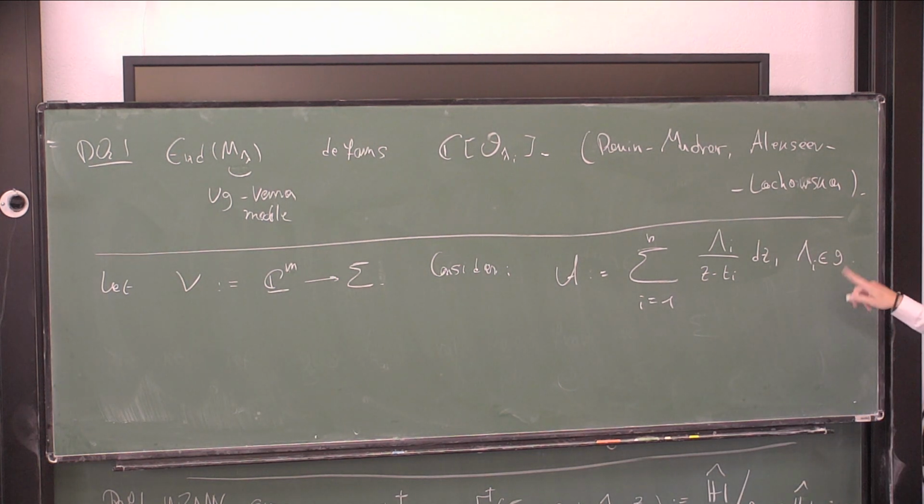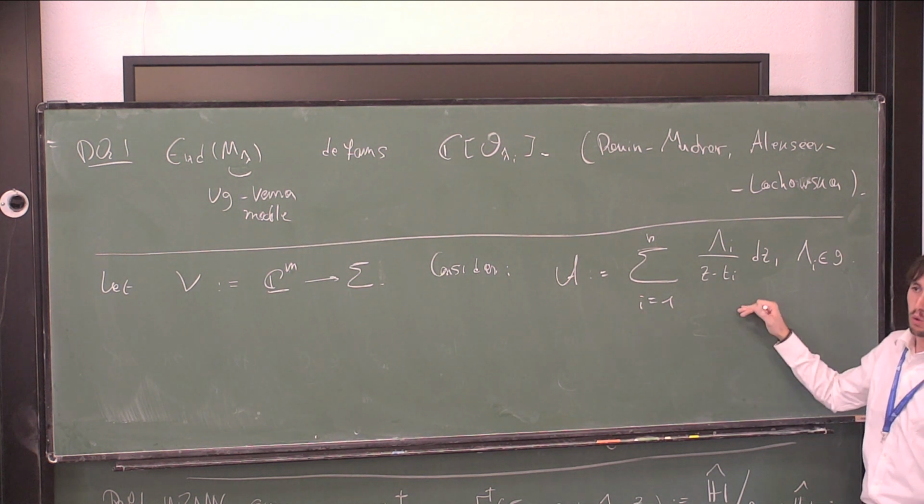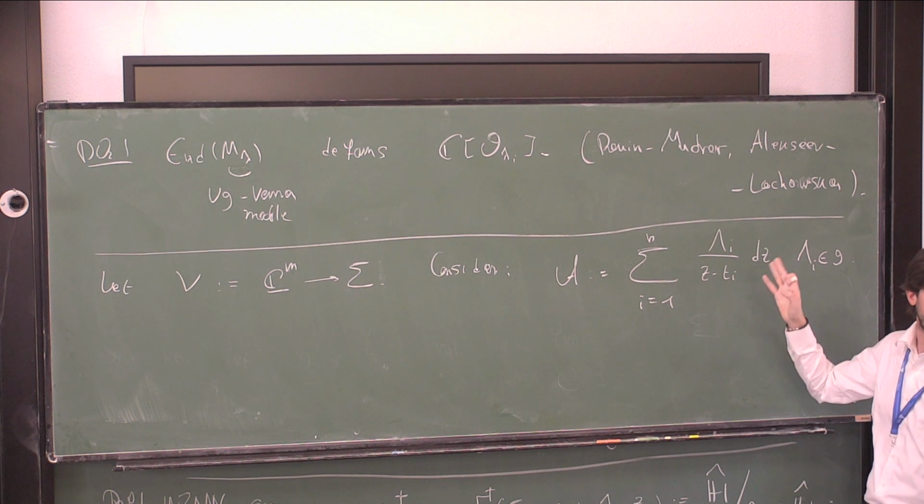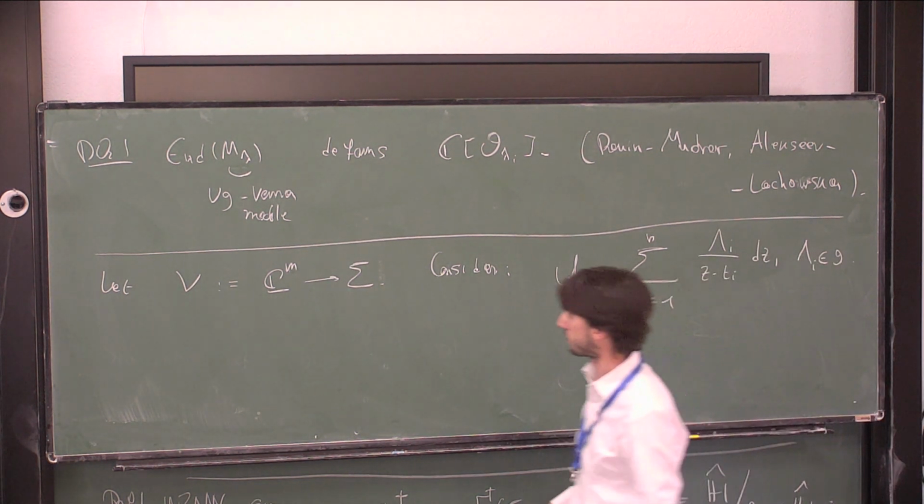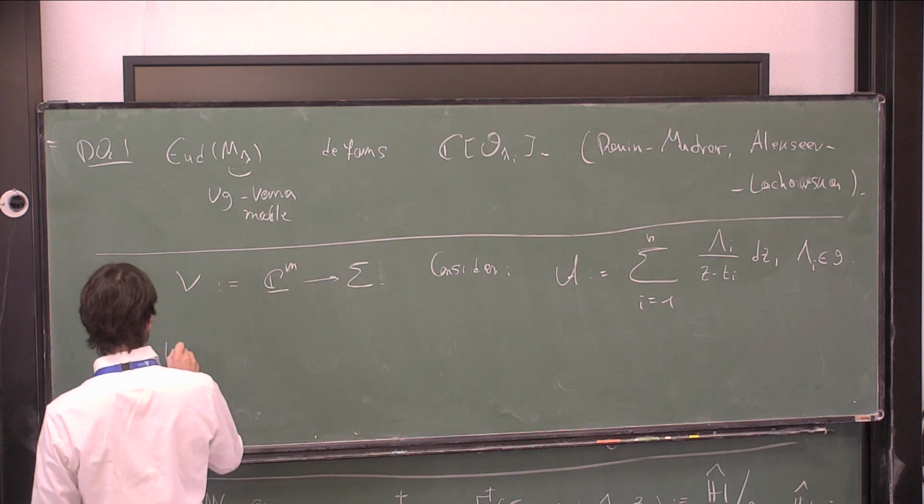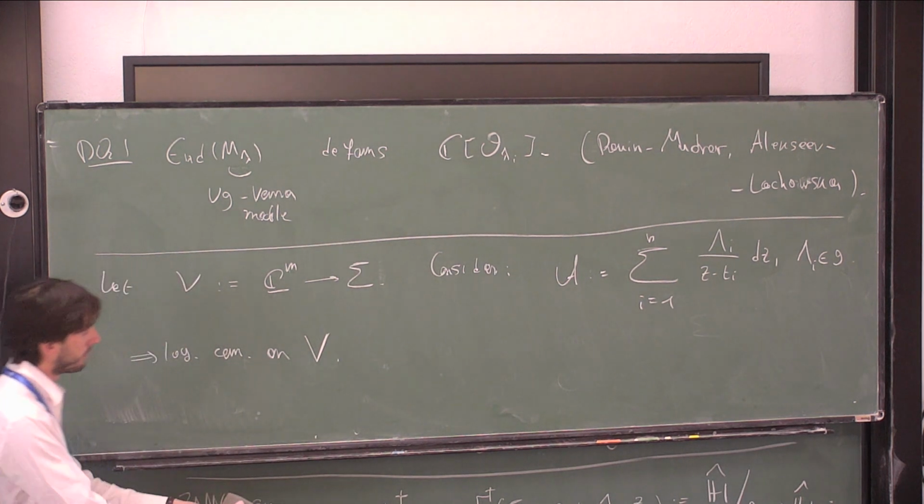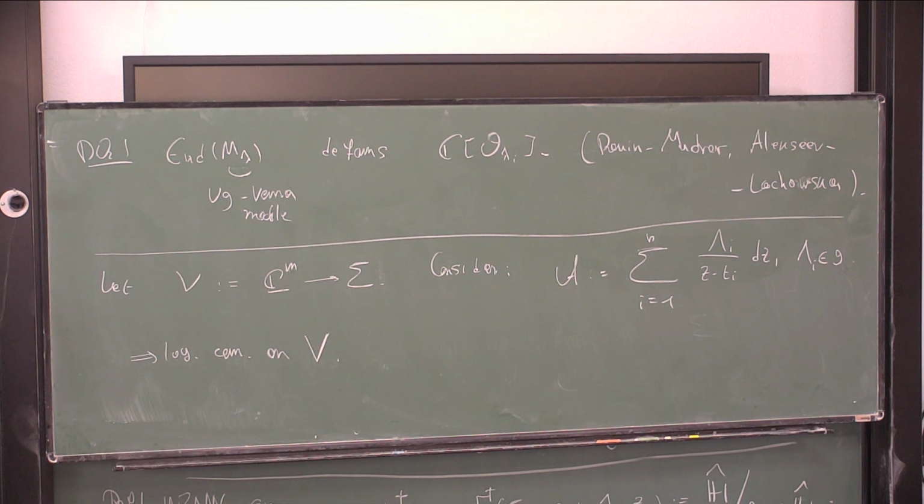G I can identify with the dual in some pairing. Let's not bother too much with this or the dual, okay? This is now a one form with residues lambda I at those mark points here, and so it defines a logarithmic connection on this trivial vector bundle. Or a Fuchsian system, if you want, in more concrete terms, because this bundle is trivial.